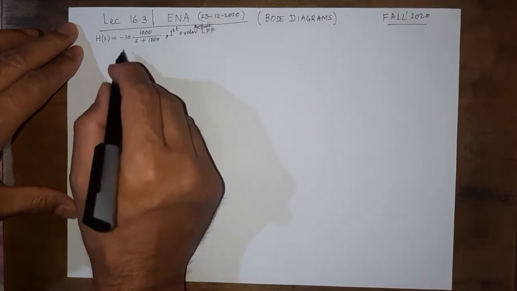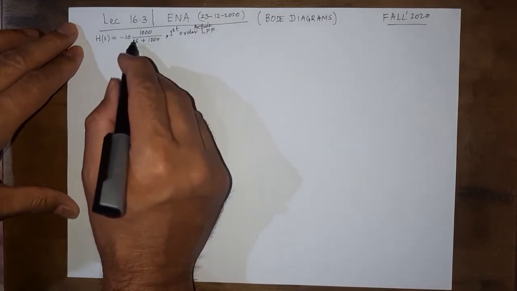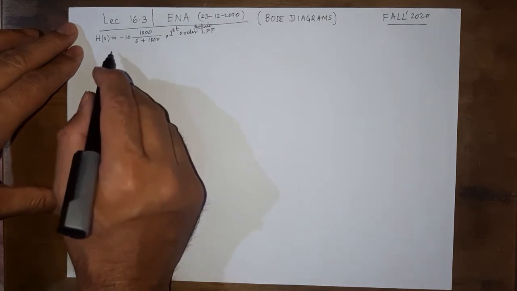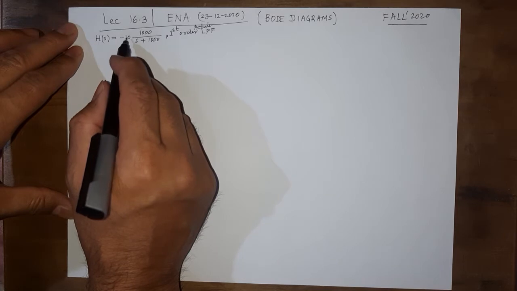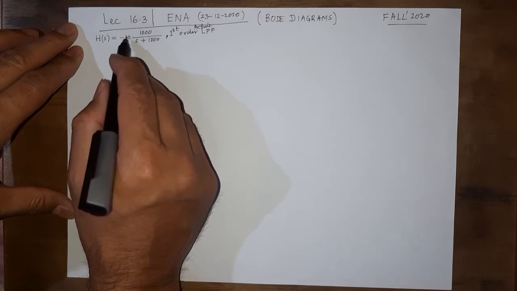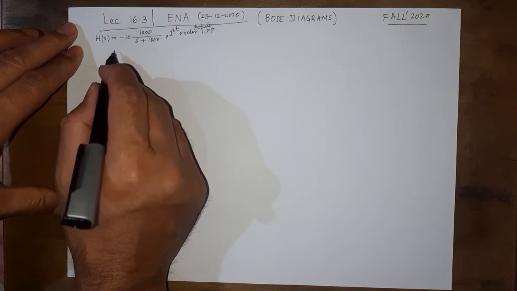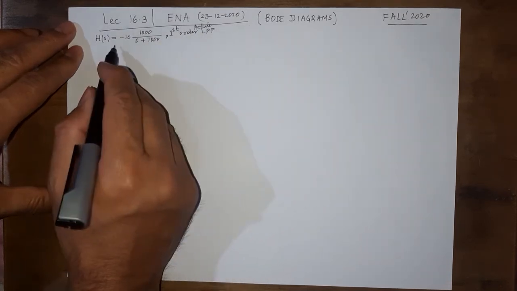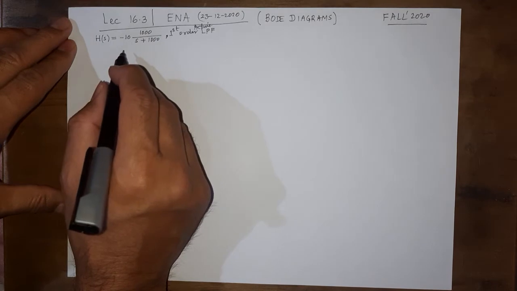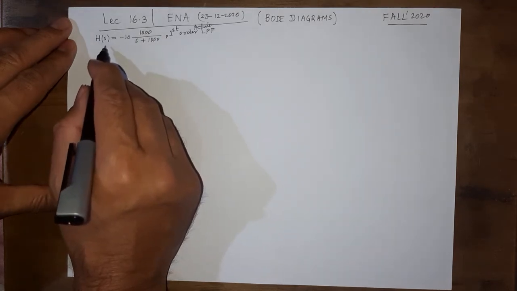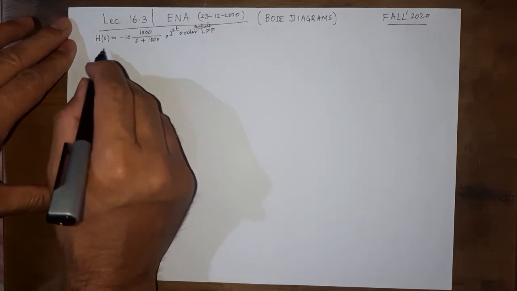So a first order low pass filter would have a single first order factor in the denominator, and this 10 basically shows that it's an active filter. So if we are to make the Bode diagrams, both the magnitude diagram and the phase diagram for this transfer function, what steps should we take?